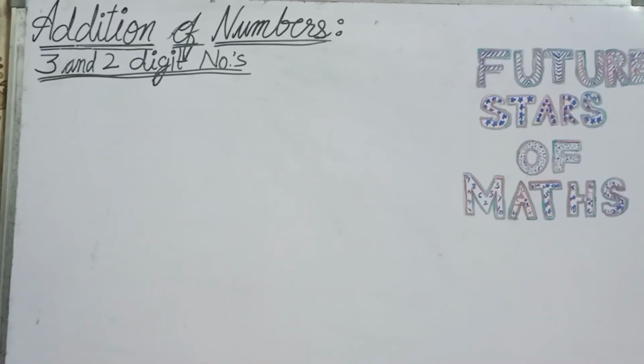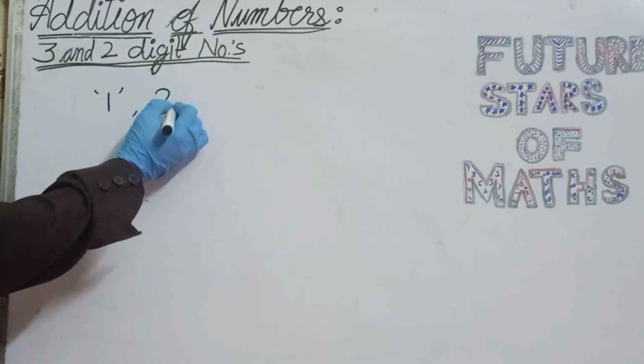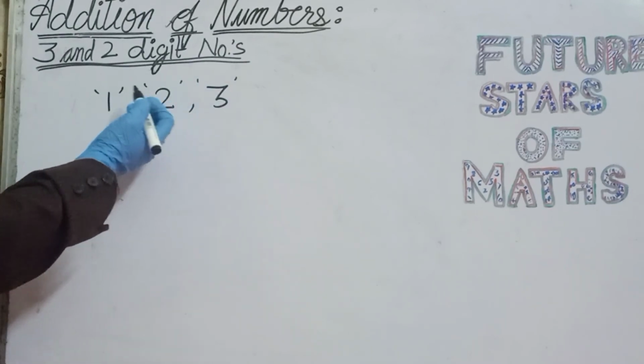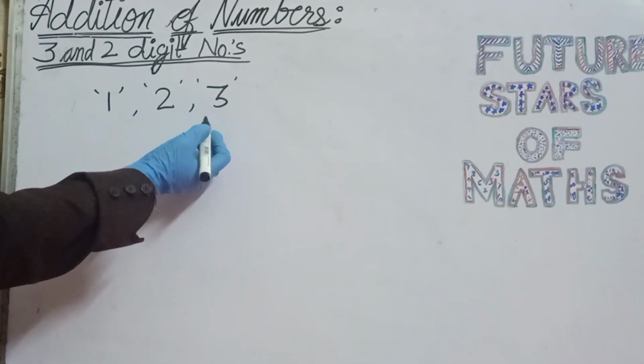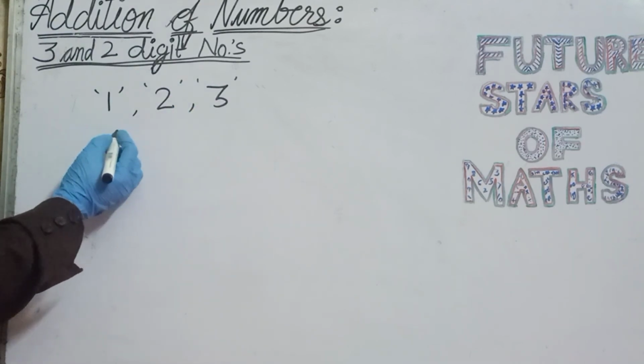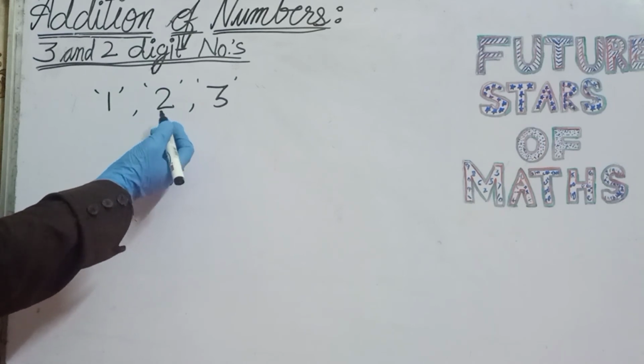Now you all have learned the addition of 1-digit numbers, 2-digit numbers and 3-digit numbers. So now you can add any number, okay? You can even add 3 numbers at a time. For this, I'll show examples in my next video.